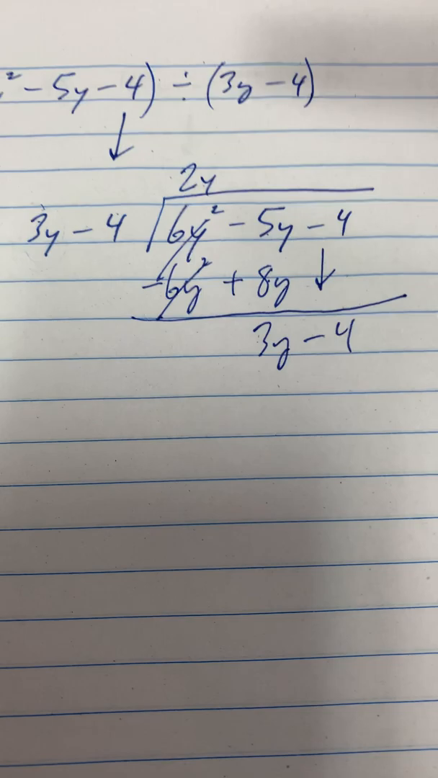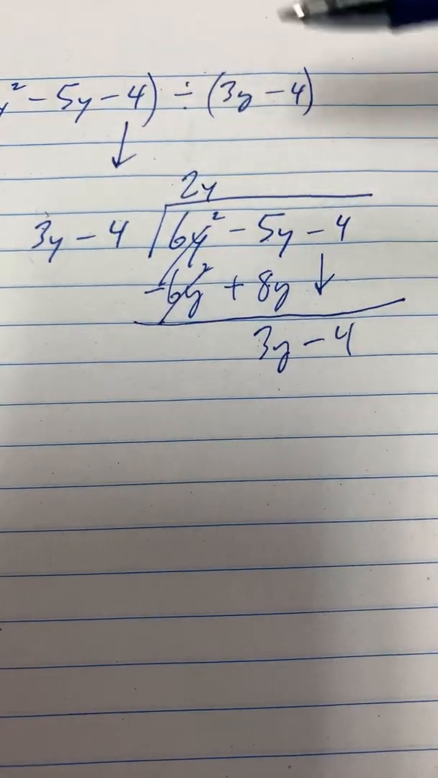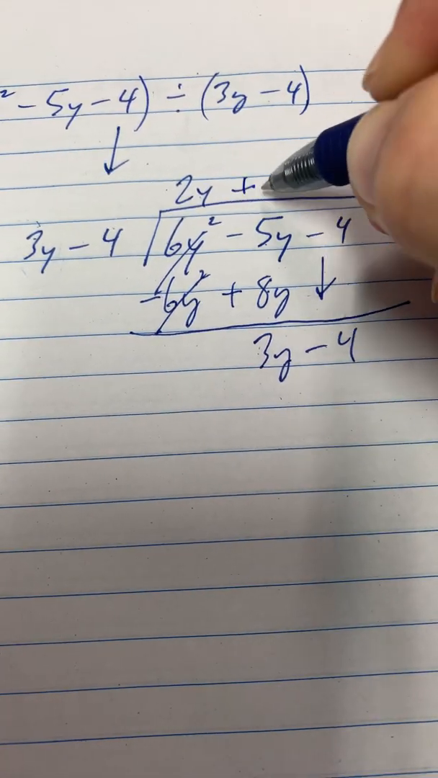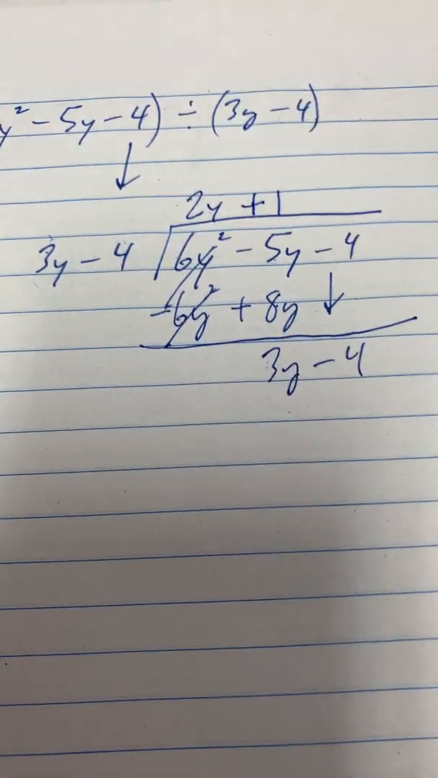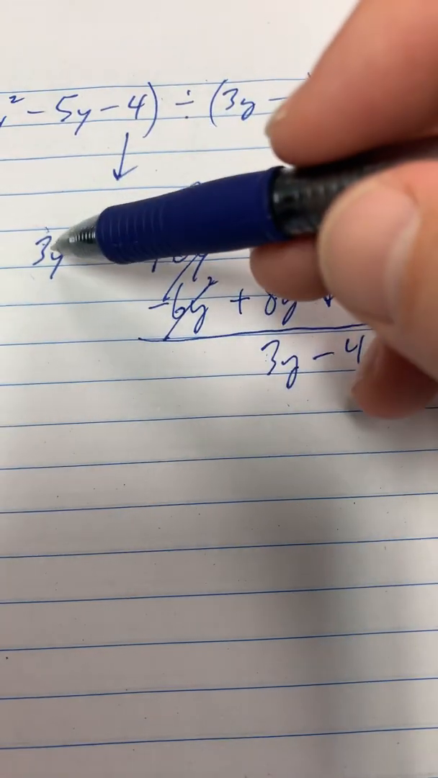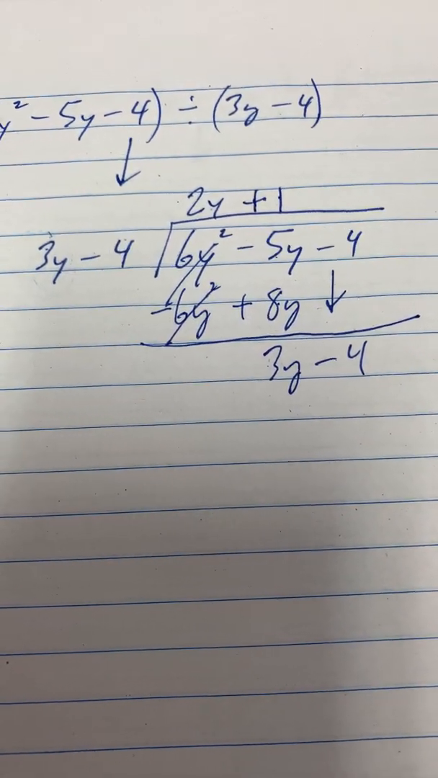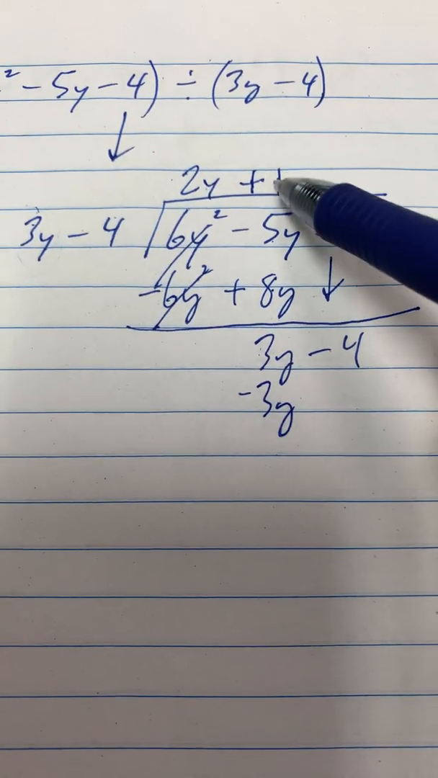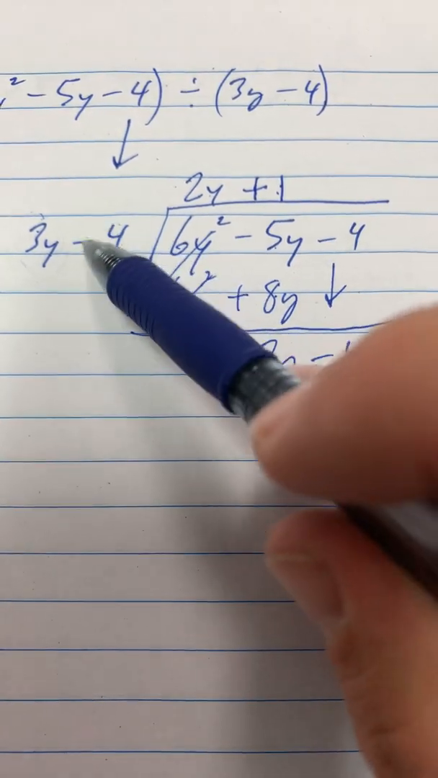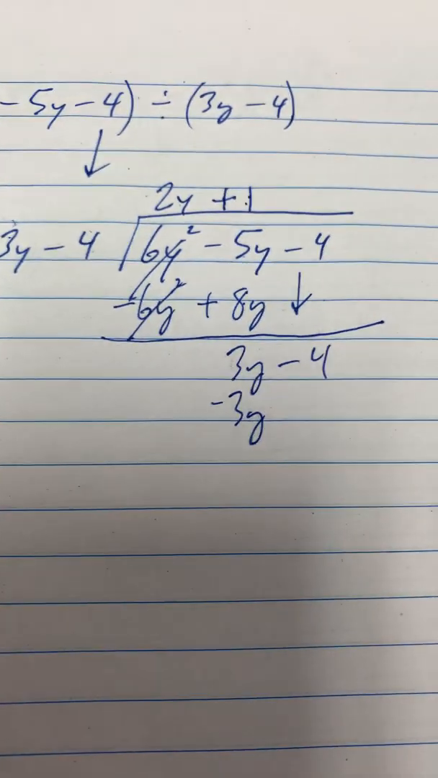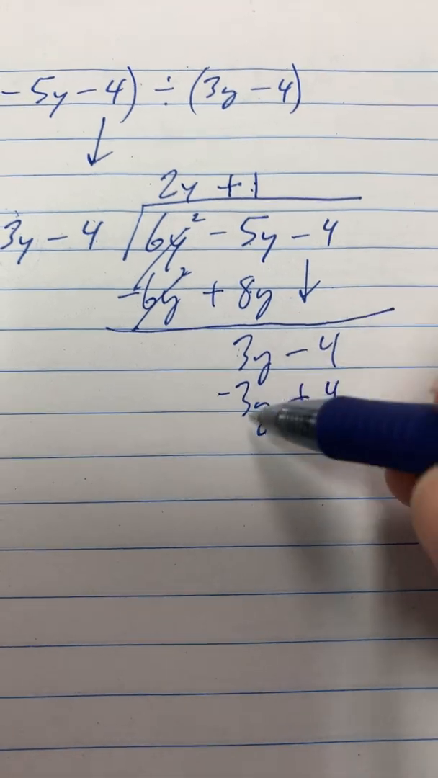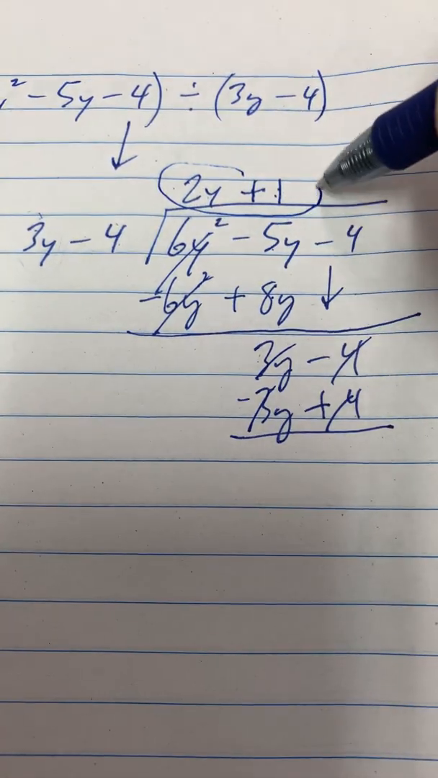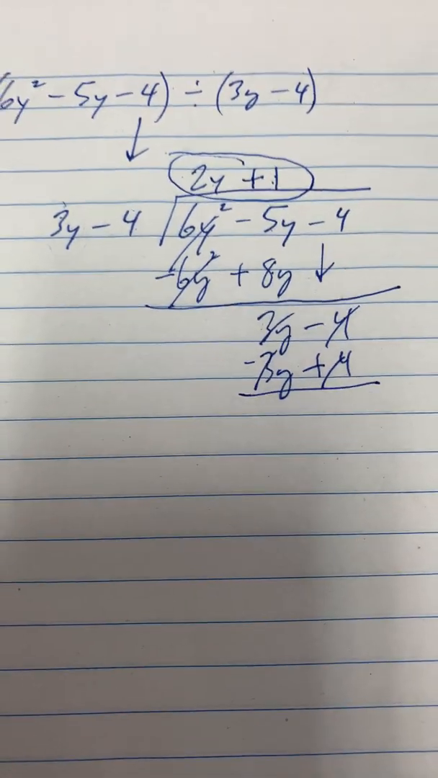So 3y times what would give me 3y? Well, positive 1. So 1 times 3y would normally give me positive 3y, but when we write it here, we're going to change the sign. 1 times negative 4 would normally give me negative 4, but I'm going to change that to positive 4. And these all cancel, and my answer is 2y plus 1.